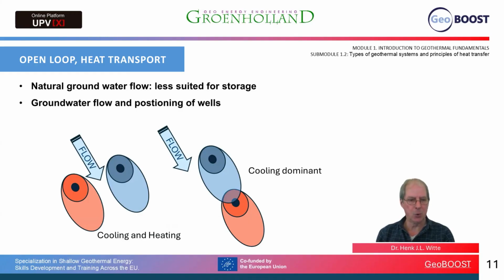For instance, if both cooling and heating are equally important, we would like to position the wells perpendicular to the groundwater flow. On the other hand, if cooling is dominant, we want to have as little contamination of the cold aquifer as possible, and we will position the cold well upstream of the warm well. Obviously, in reality, designing an open loop system is much more complex and really work for specialists, but this will give you a good general idea of the functioning and heat transport in open well systems. In the next part, we'll look more at closed loop systems.